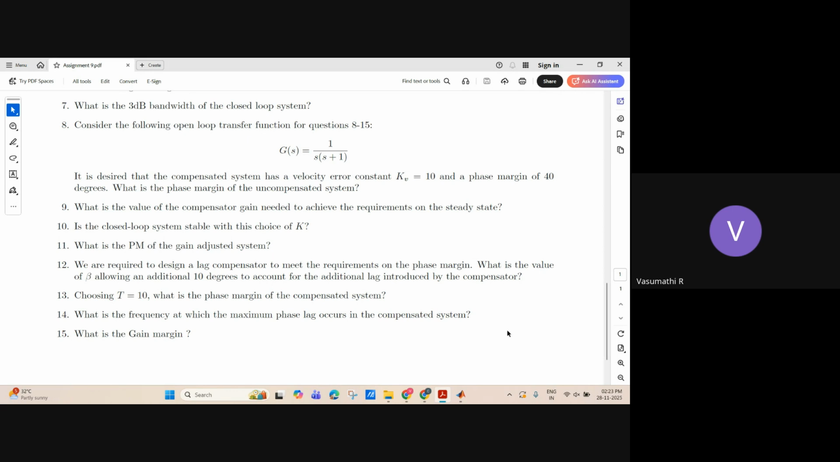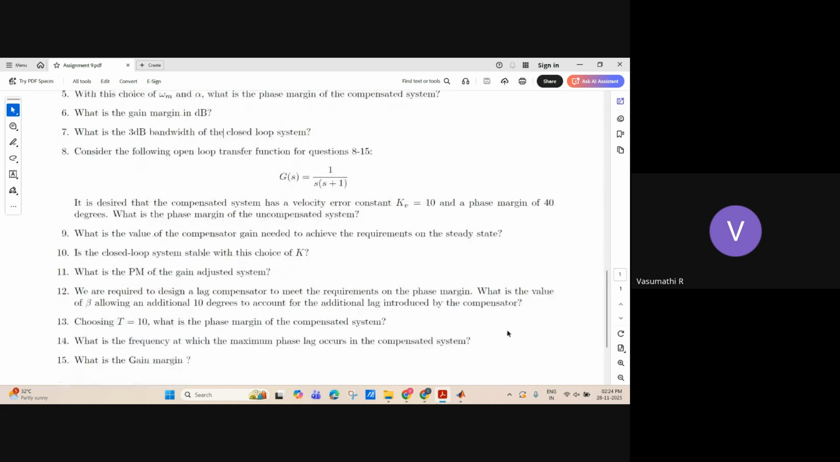Question 11 asks what is the phase margin of the gain adjusted system. In 12, beta has been given here. So there is a clue in this question that we are required to design a lag compensator. Then it is asking, they have given T. What is the phase margin of the lag compensated system? Maximum phase lag phi m they have asked, and the gain margin. Okay. Then we will solve one by one.